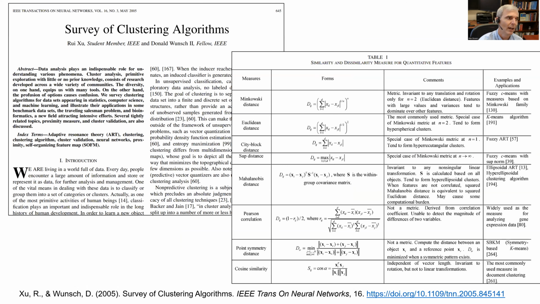Also, the Shu and Wunsch paper from 2005 is awesome. It walks through all of the different kinds of distance metrics as well as agglomeration algorithms.